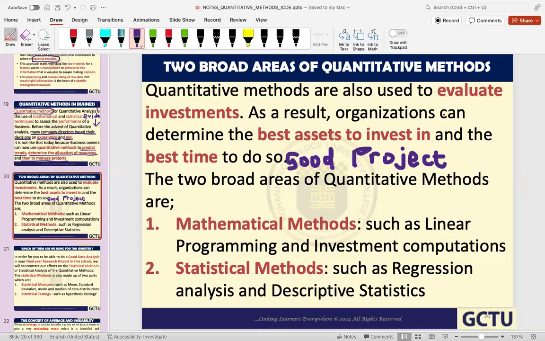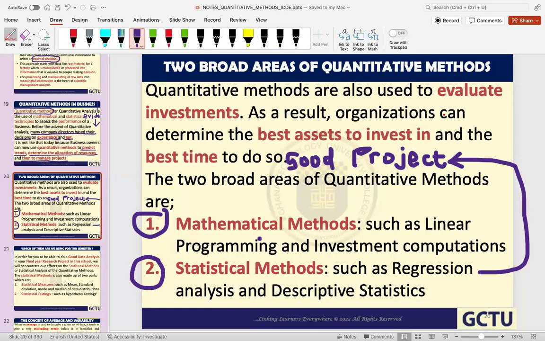Basically, quantitative methods can be grouped into two. The first one, we call them mathematical methods for quantitative techniques. And then the second one, we call them statistical methods for quantitative techniques. The kind of project you do, you need to do an analysis which is statistical. So we will concentrate on the statistical methods because of your project.